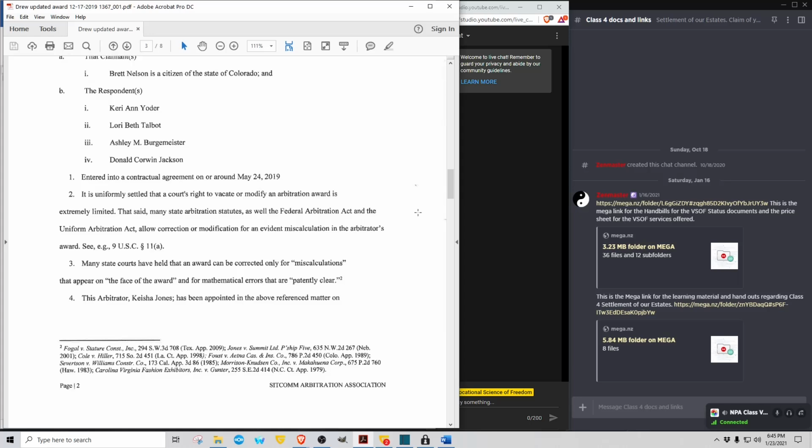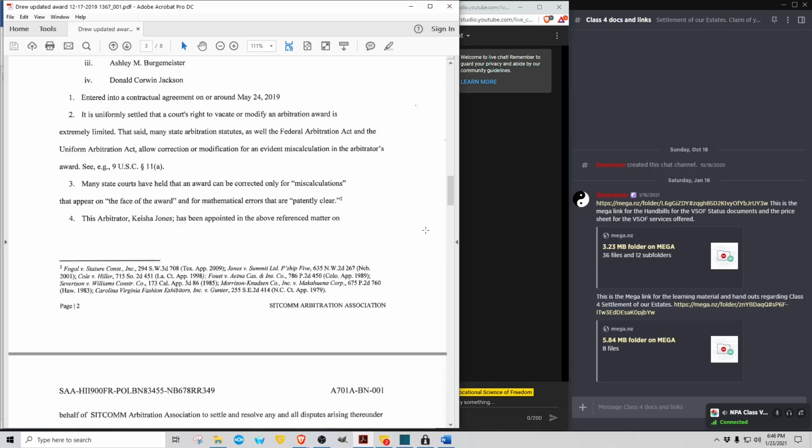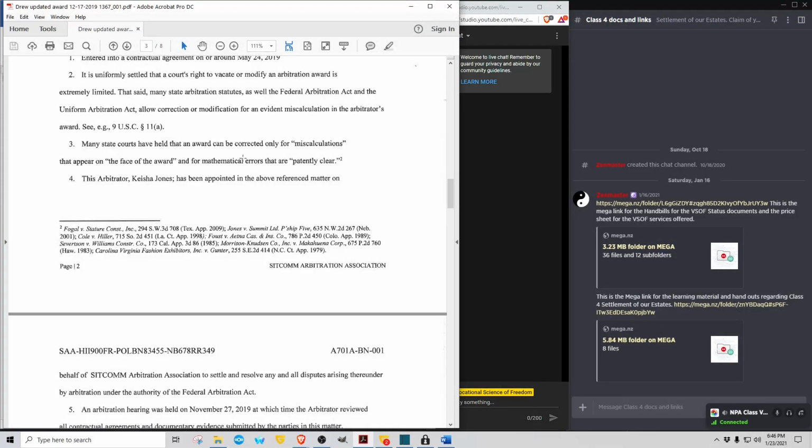It is uniformly settled that a court's right to vacate or modify an arbitration award is extremely limited. That said, many state arbitration issues, as well as the Federal Arbitration Act and the Uniform Arbitration Act, allow correction or modification of an evident miscalculation of the arbitrator's award. See 9 U.S.C. subsection 11A. Many state courts have held that an award can be corrected only for miscalculations that appear on the face of the award and for mathematical errors that are plainly clear. So you see how limited this is? Once they get into binding arbitration and they have an award against them, you really can't get out of it.